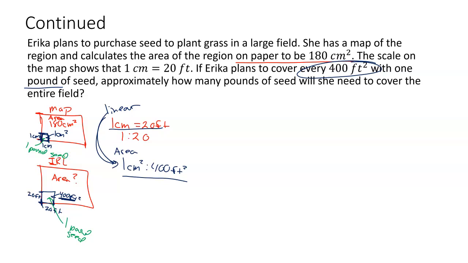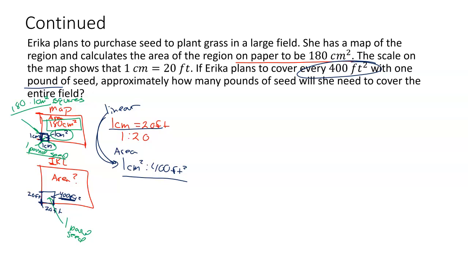One's just real life, the other's a drawing on a map, but they represent the same spot of land. So for every single one of these 1 centimeter squared chunks on the map, I need 1 pound of seed. How many 1 centimeter squared chunks am I going to get out of 180 centimeters squared? It's 1 centimeter squared. In order to get 180 centimeters squared, I need 180 of these. I need 180 1 centimeter squares. So how many pounds of seed does she need?